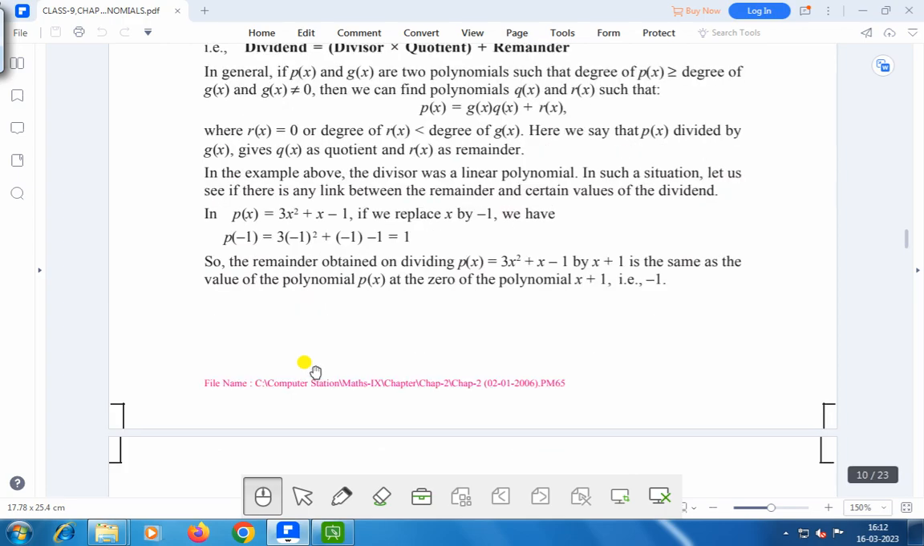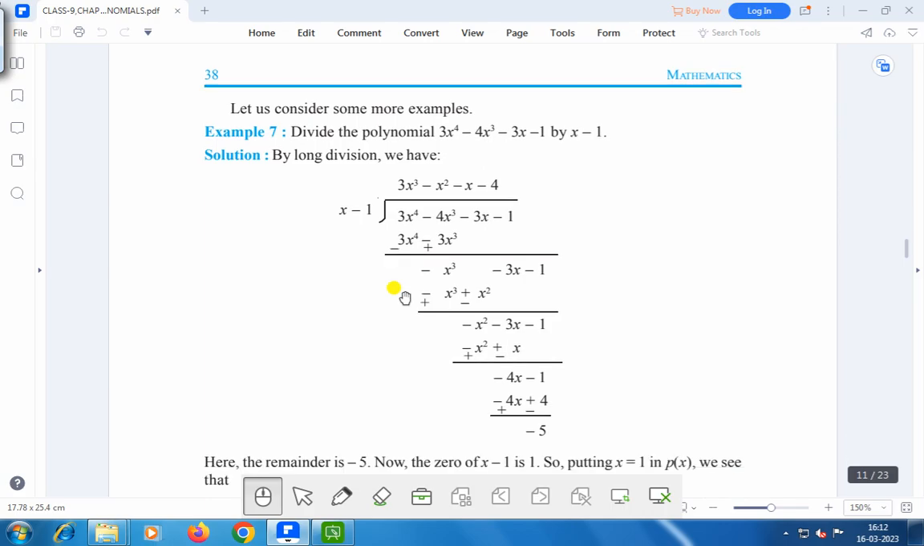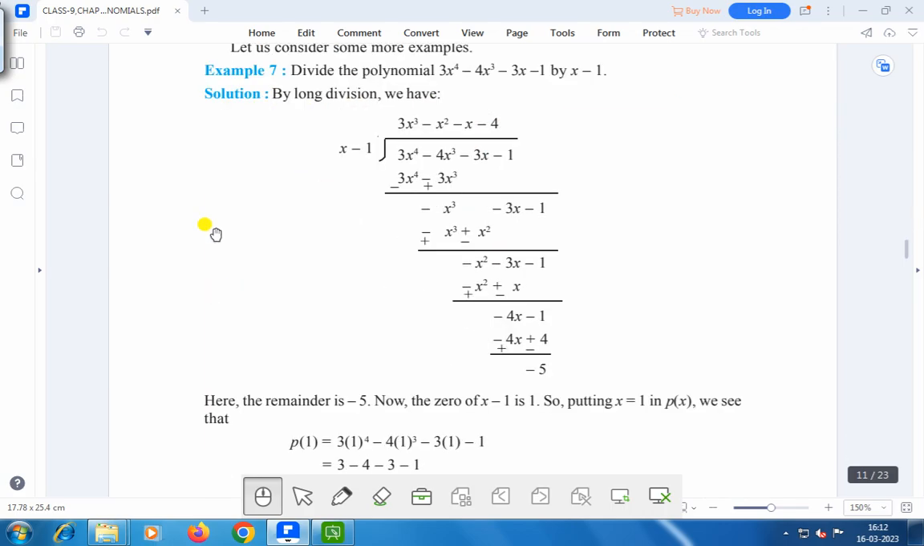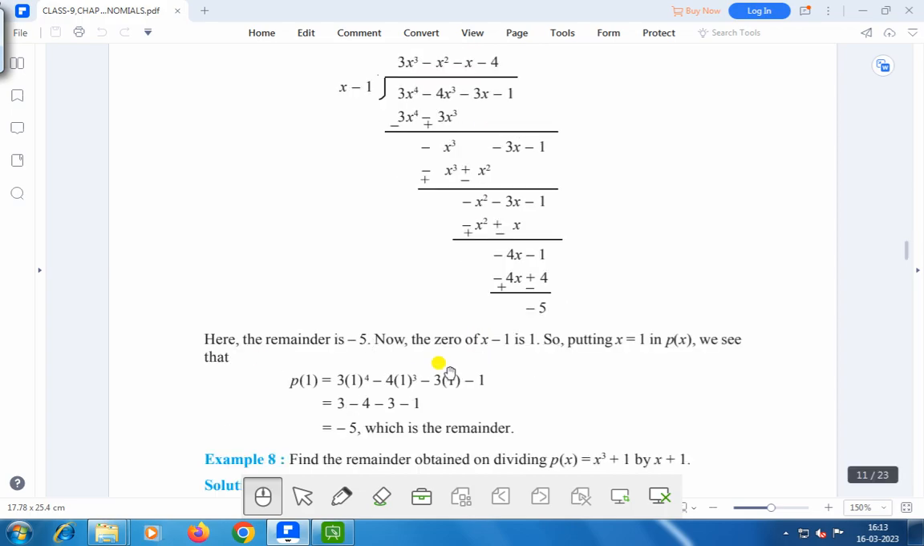So the remainder obtained on dividing p(x) = 3x² + x - 1 by x + 1 is the same as the value of the polynomial p(x) at the zero of the polynomial x + 1, that is -1. Let us consider some more examples: 3x⁴ - 4x³ - 3x - 4. If we divide by x - 1, we get 3x³ - x² - x - 4, and the remainder is -5. Here we have remainder -5. Now the zero of x - 1 is 1. So putting x equal to 1 in p(x), we see that p(1) = -5, which is the remainder.